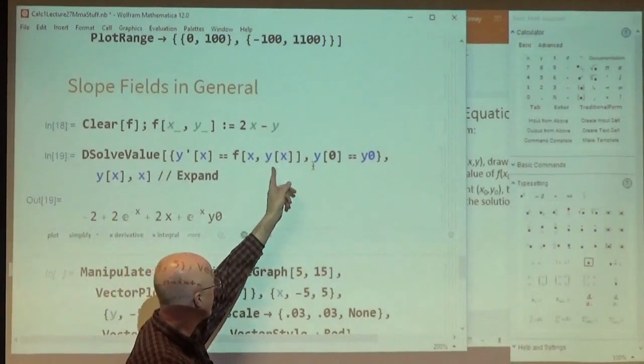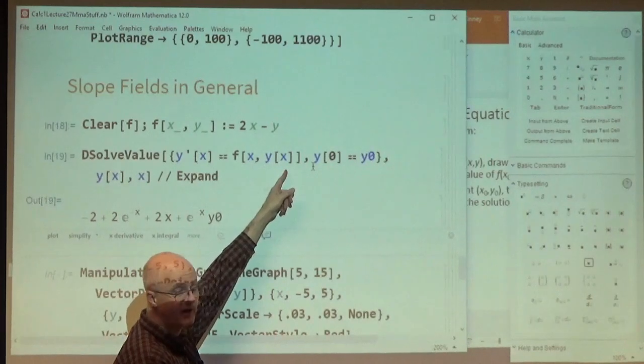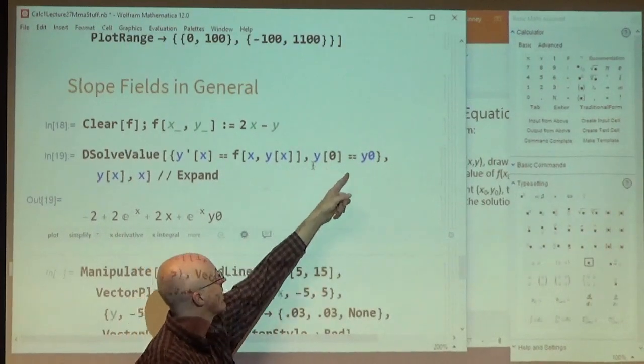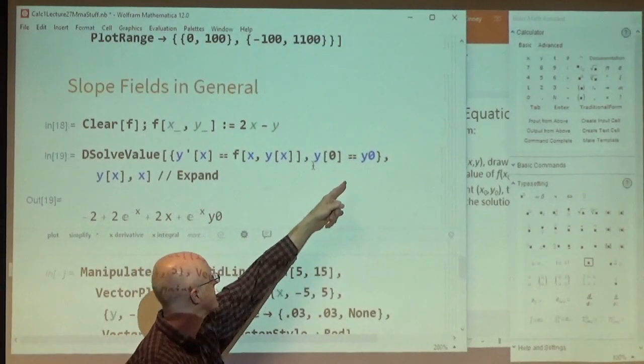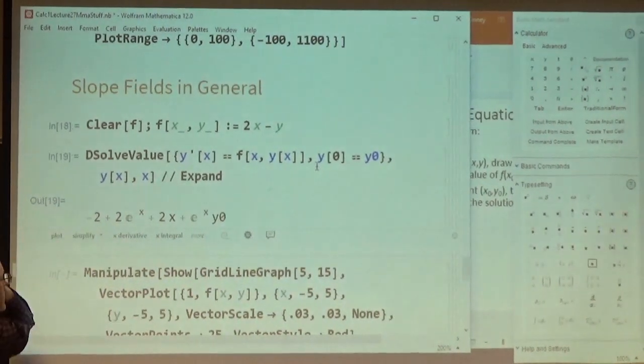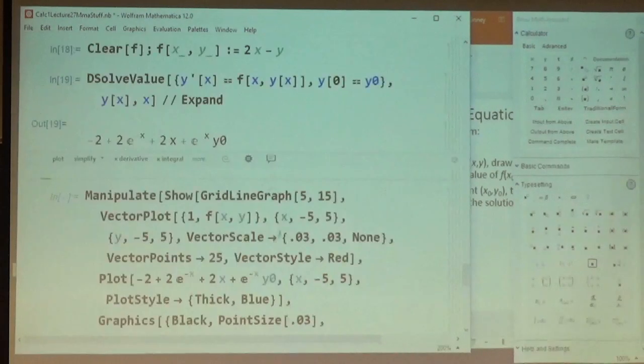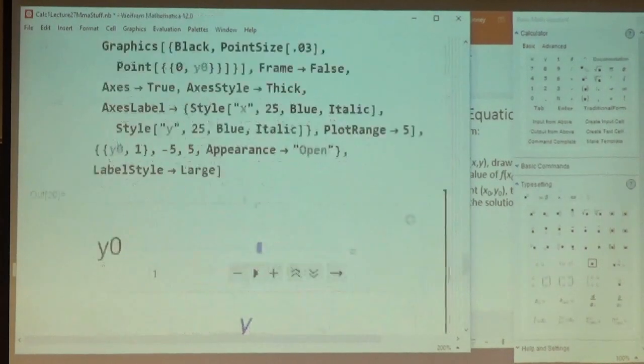I need to replace y with the function y of x, because Mathematica needs to know that's a function of x. There's an arbitrary initial condition. I could have picked something specific. And doing Expand at the end will make the function look nicer. There's a solution. And this syntax, I'm not going to explain. It will plot both the slope field and the solution in the same picture here.